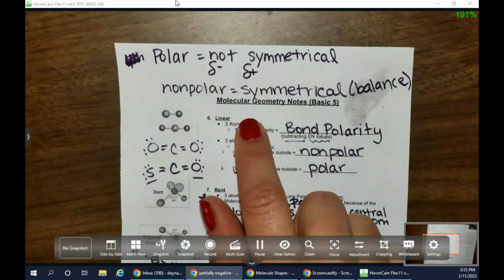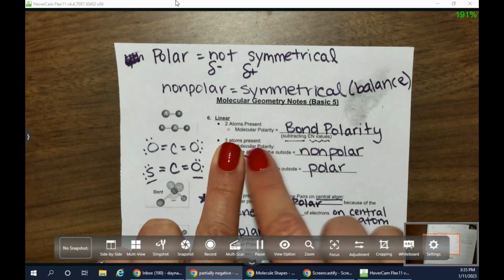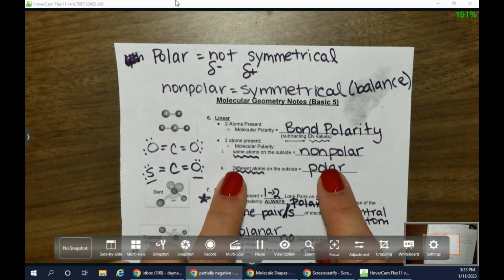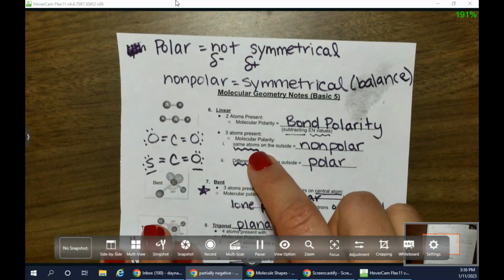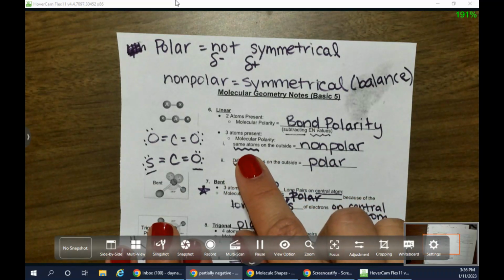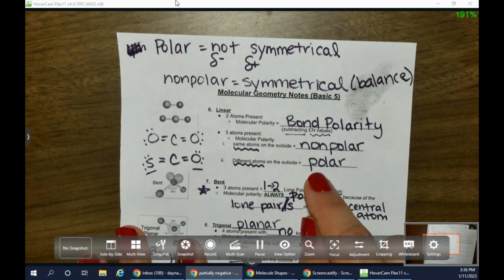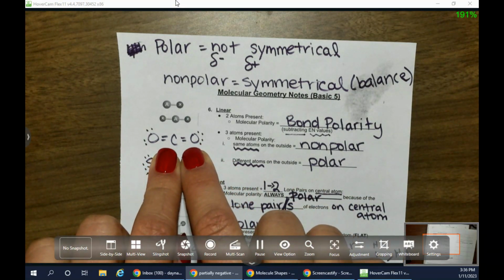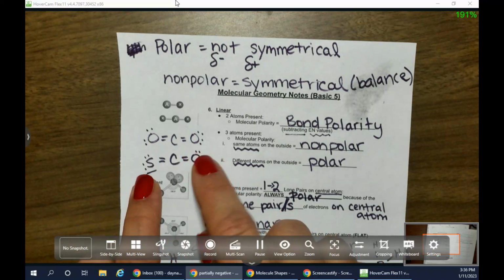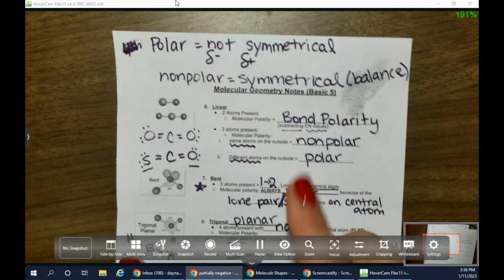So the next thing, we went through each of these. We had linear to start with. Linear, when there's only two, we depend on bond polarity, so that's subtraction. When there's three atoms present, like this, if they are the same atoms on the outside, that is nonpolar. If they are different atoms on the outside, then that is polar. When they were the same, a good example was carbon dioxide. Two oxygens, they're the same. If I had oxygen and sulfur, those are not the same. That's an example of each.